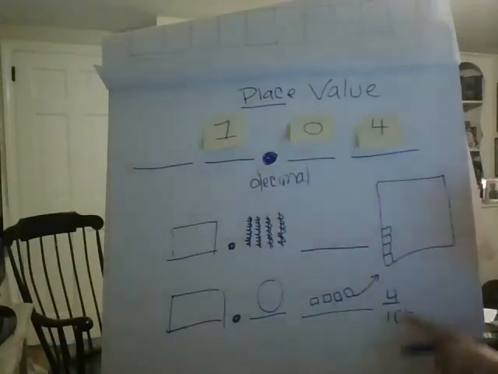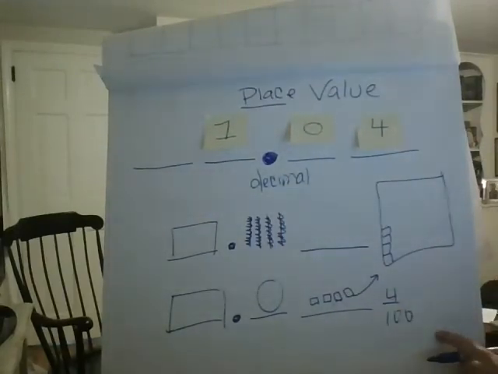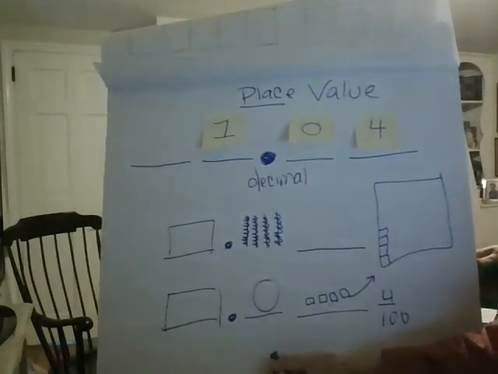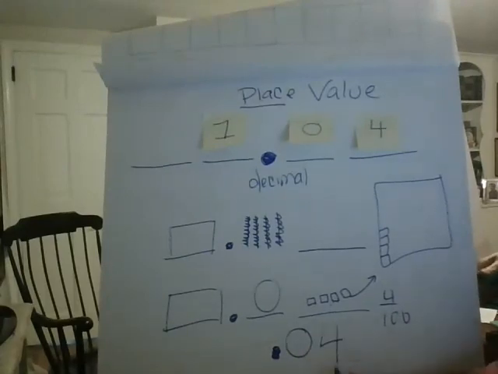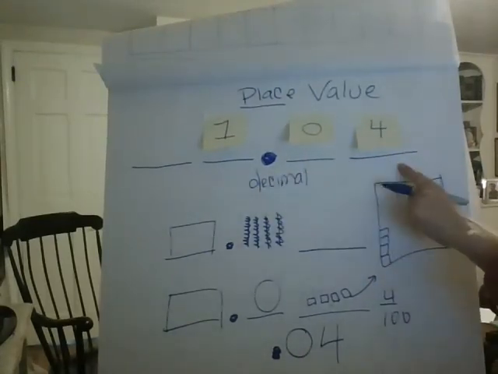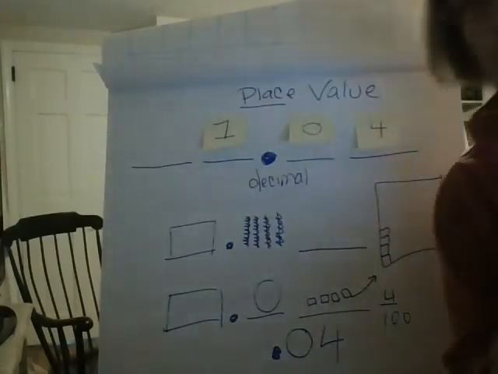So one way to write it would be this way. The other way to write it would be this way. Another way to write it would be decimal 0.04, just like I have up here. I hope this helps when you're comparing.